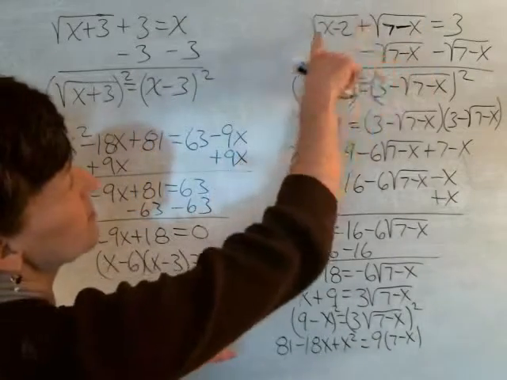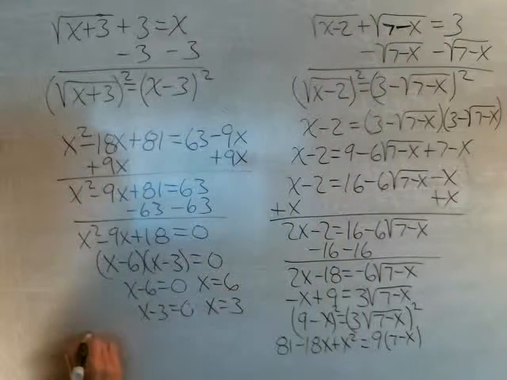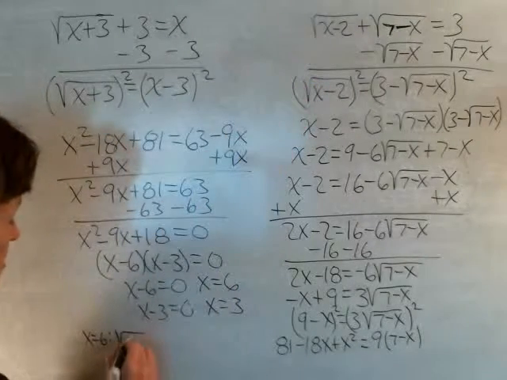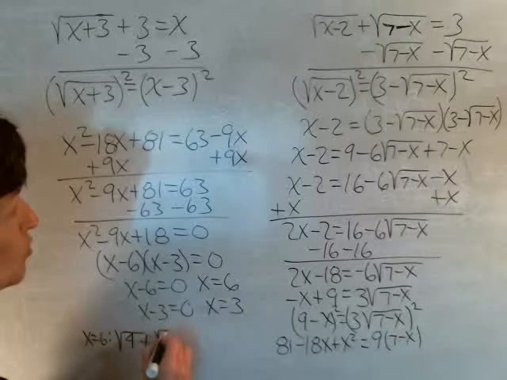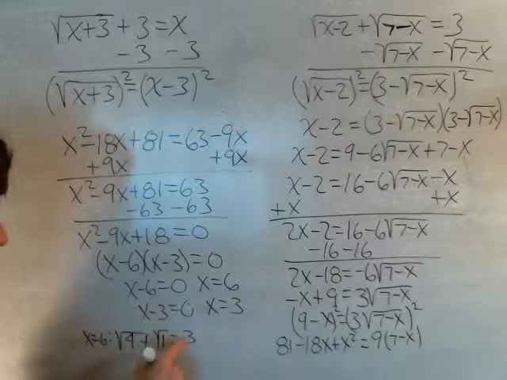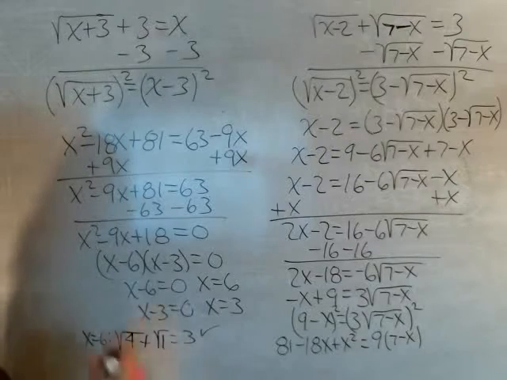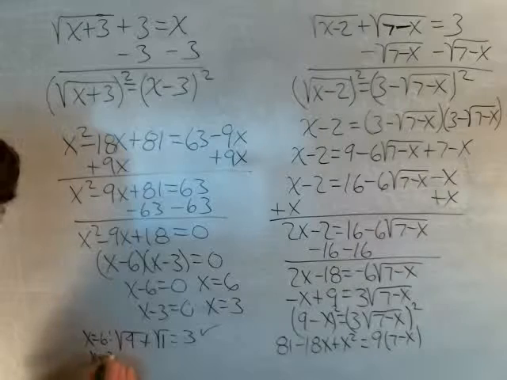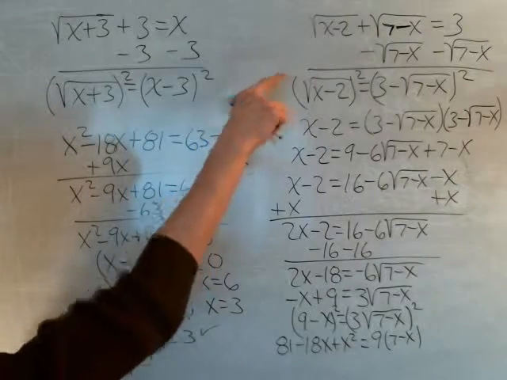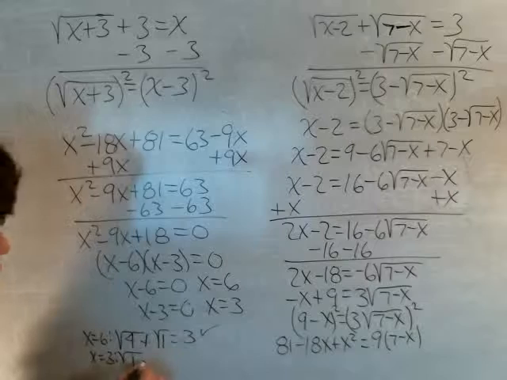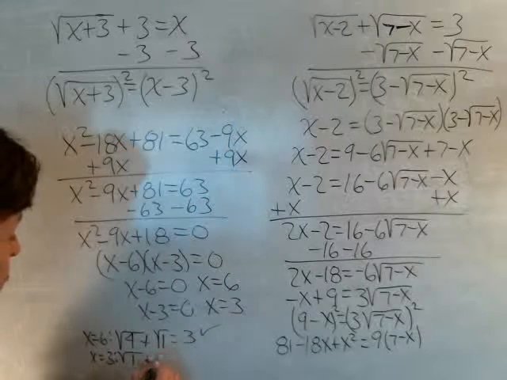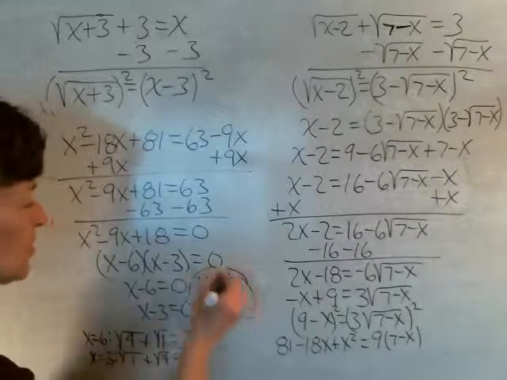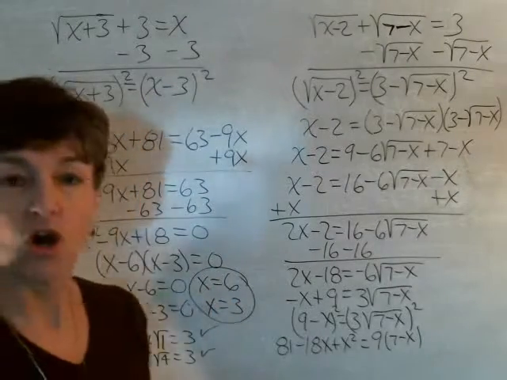Well, if I put 6 back in, so x equals 6, then I'll have the square root of 4 plus the square root of 1 equals 3. Well, 2 plus 1 does equal 3, so that works. Now, when I put the 3 in there, then I have the square root of 3 minus 2, which is 1, plus, and then 7 minus 3 is 4, the square root of 4, and we've already seen that that does in fact work. So both answers do in fact work on this problem.